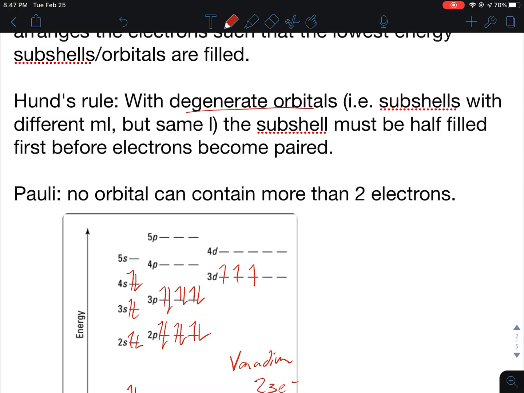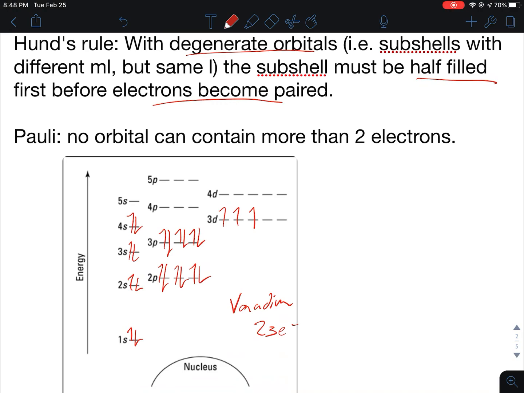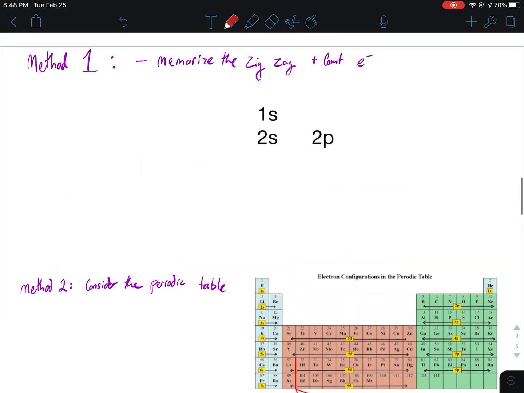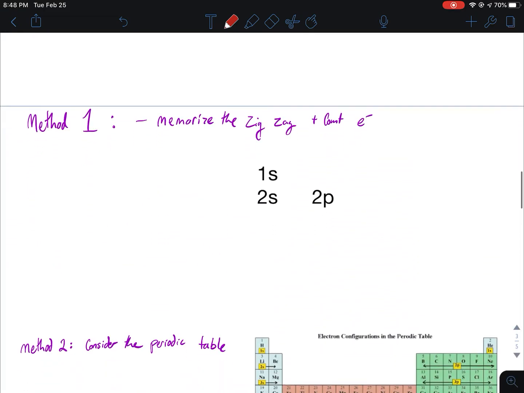I haven't broken any rules. Hund's rule says that the subshells must be half filled first before electrons become paired. Now let's just double check my Pauli: did I put more than 2 electrons in any orbital? No, I did not. So that would be the filling, and this is the energy diagram filling. I like this a lot, but I will show you the zipper method in 1 second.